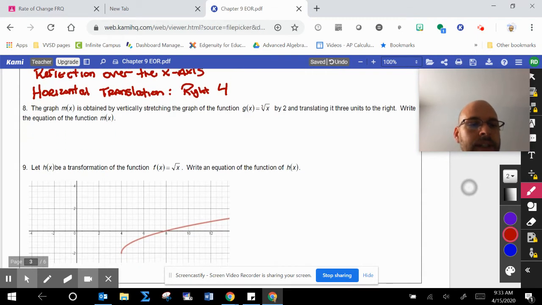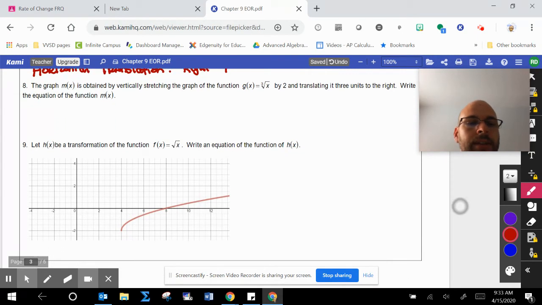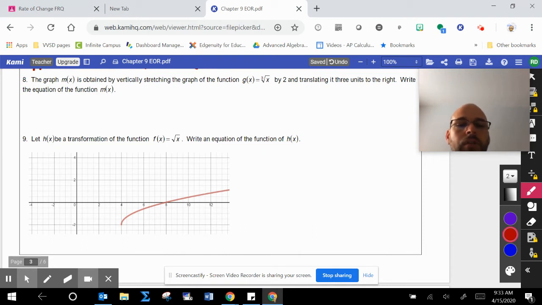For number 8, it says the graph of m of x is obtained by vertically stretching the graph of the function g of x equals the cube root of x. So we're starting with the cube root function, and we're going to vertically stretch it by a factor of 2, okay? And then we want to translate it 3 units to the right. So what would that look like?